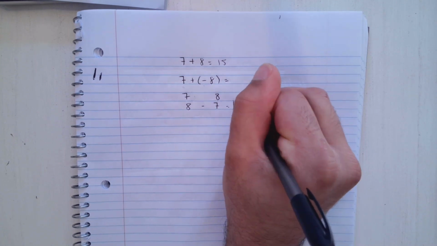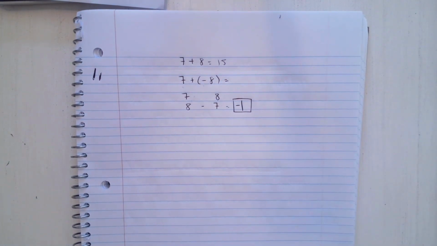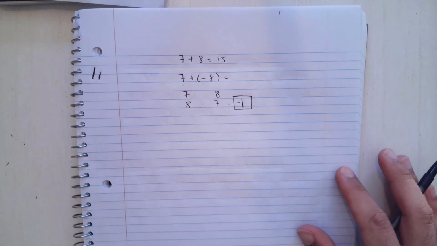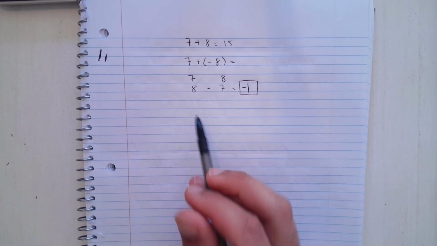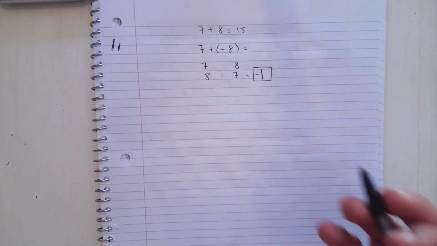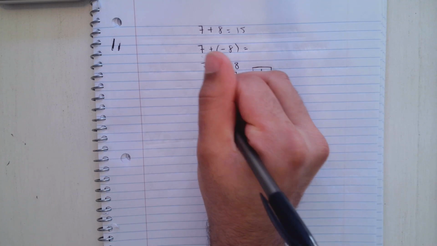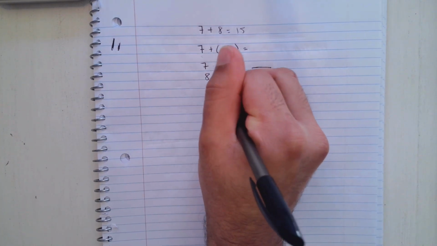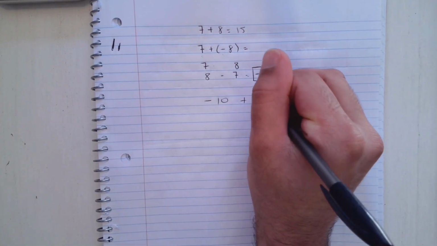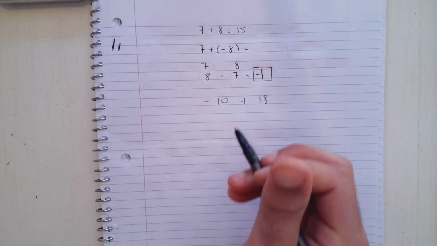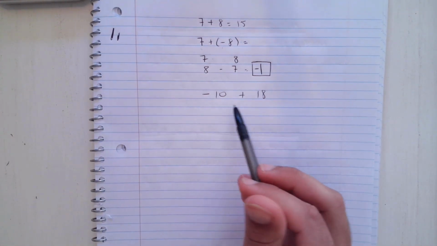Exactly. So we have this process when there are two numbers with different signs. Let's roll through one example really quickly, just sort of refresh ourselves. Let's say we have negative 10 plus 18. So how am I going to solve this problem?